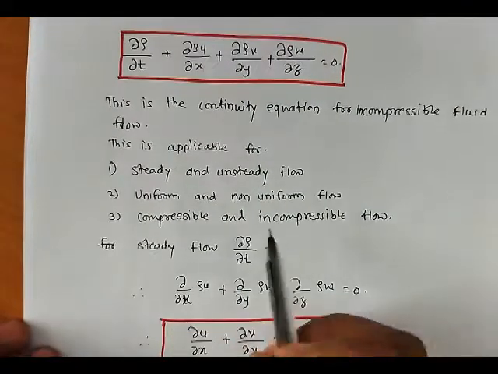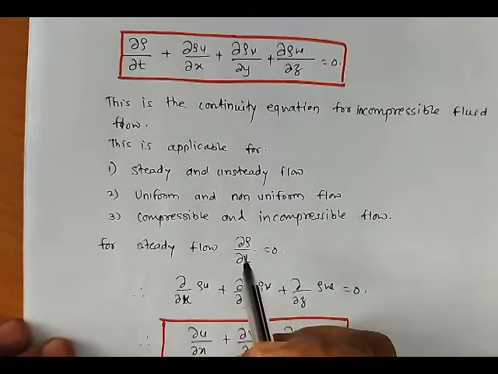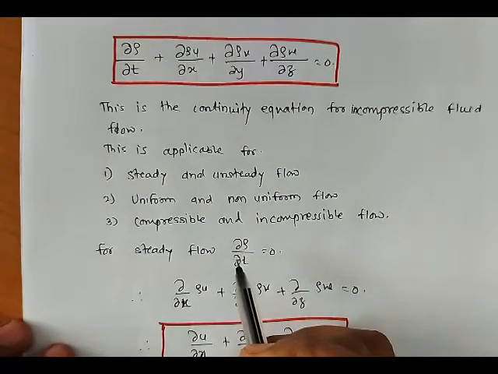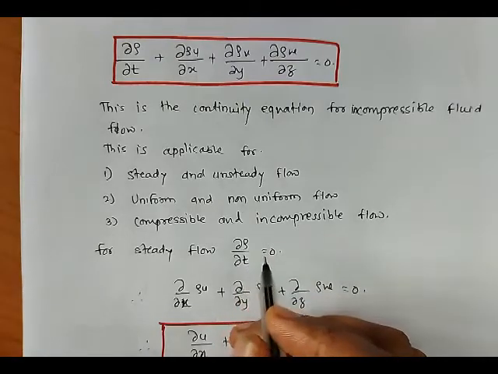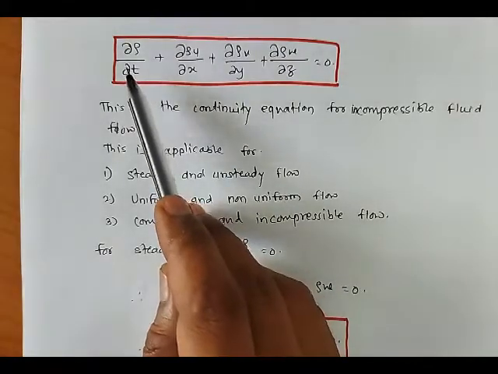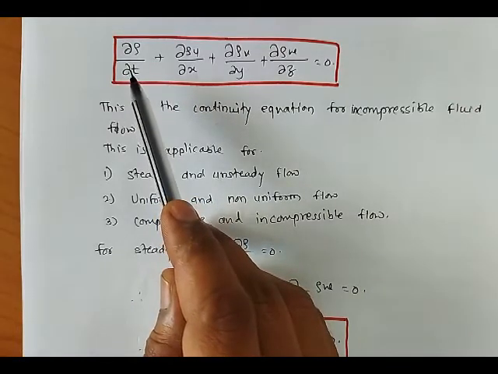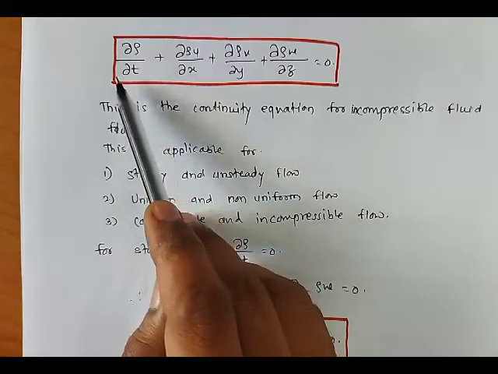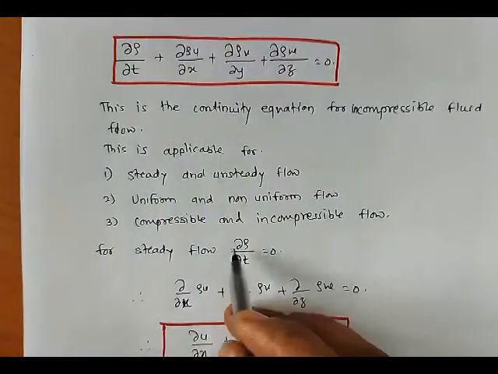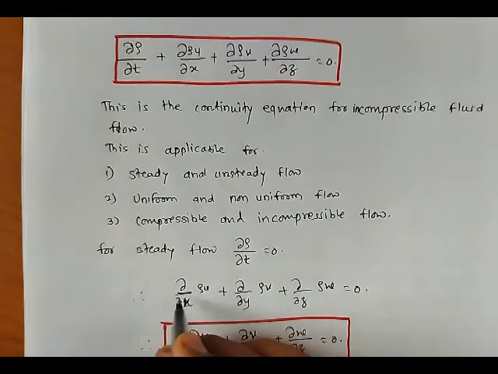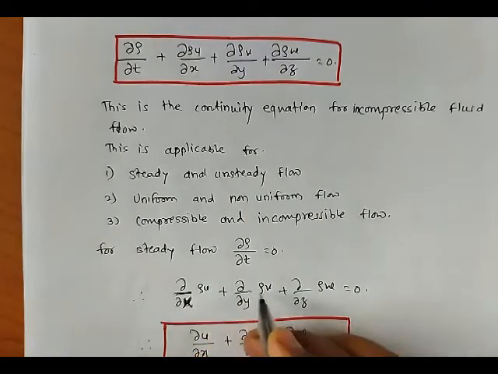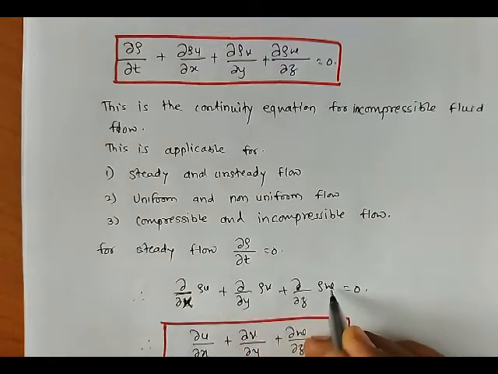Okay, so now to find the steady flow case, you know that for steady flow, any property you consider is not changing with respect to time. If any property is taken with respect to time, this is always 0. So all the properties are not changing with respect to time, and density is not changing with respect to time. That means this term becomes 0, so ∂ρ/∂t is equal to 0. So our equation becomes ∂(ρu)/∂x plus ∂(ρv)/∂y plus ∂(ρw)/∂z is equal to 0.